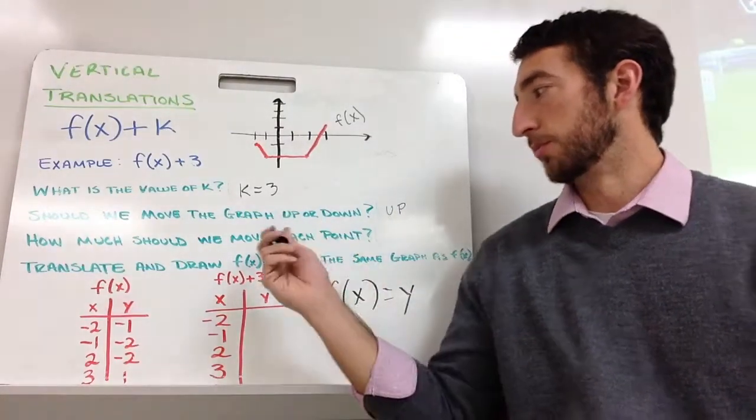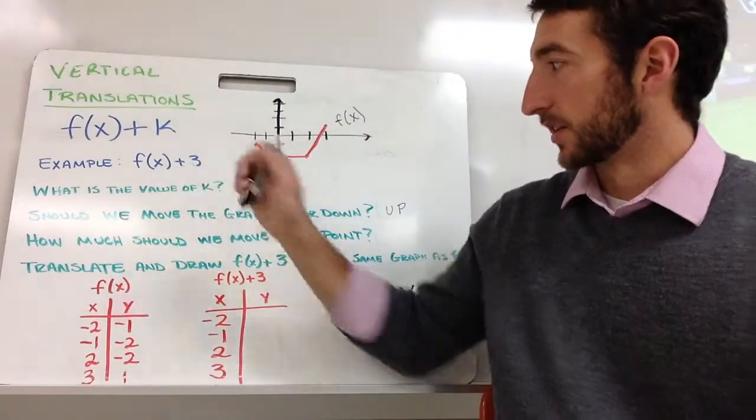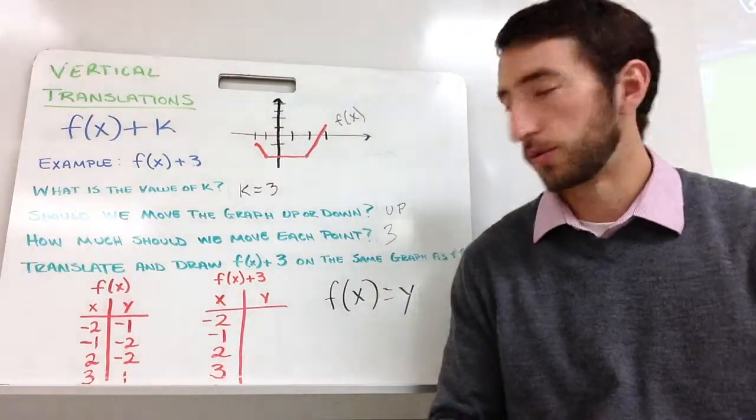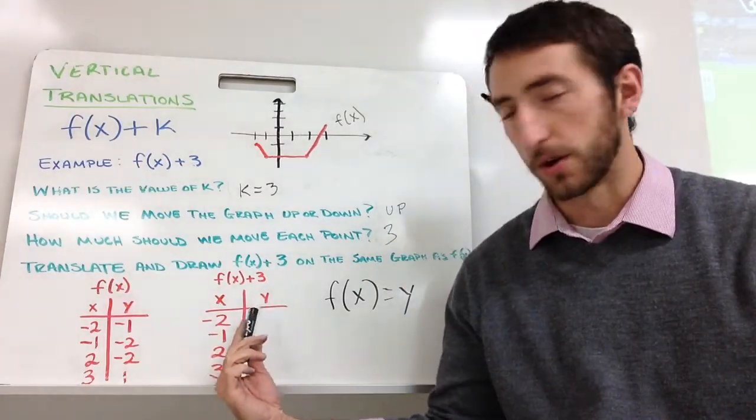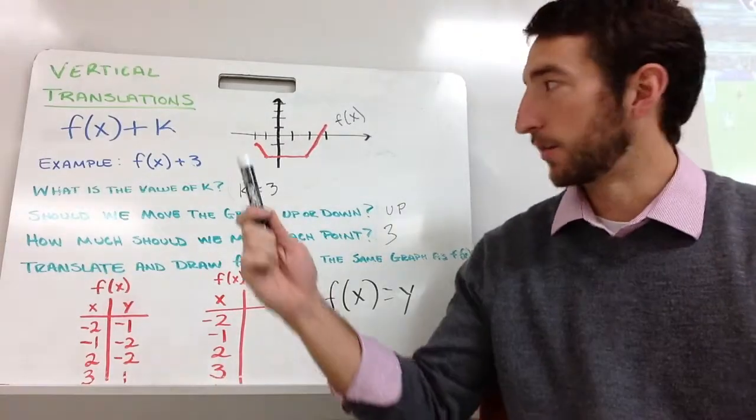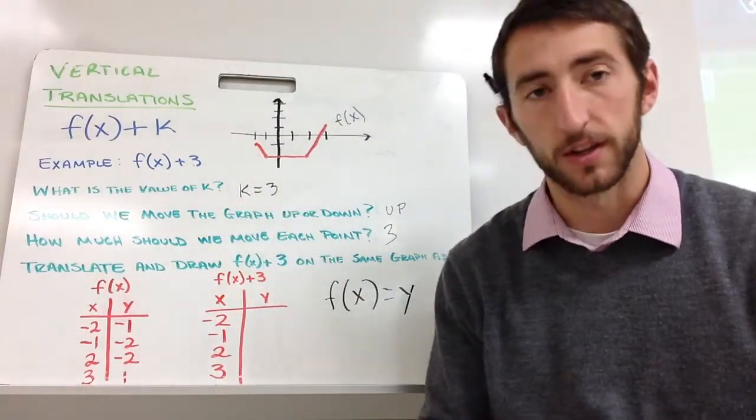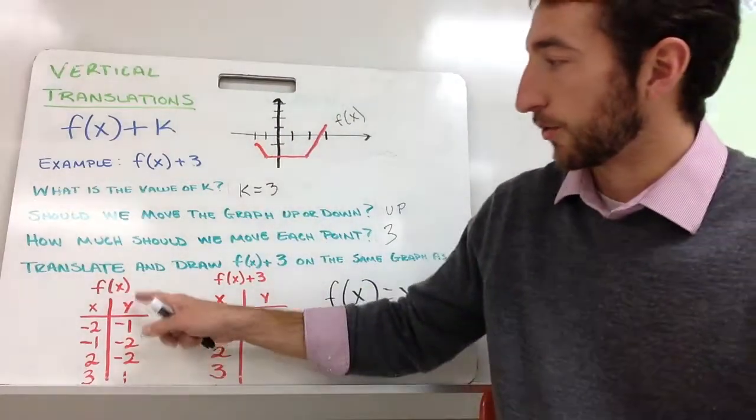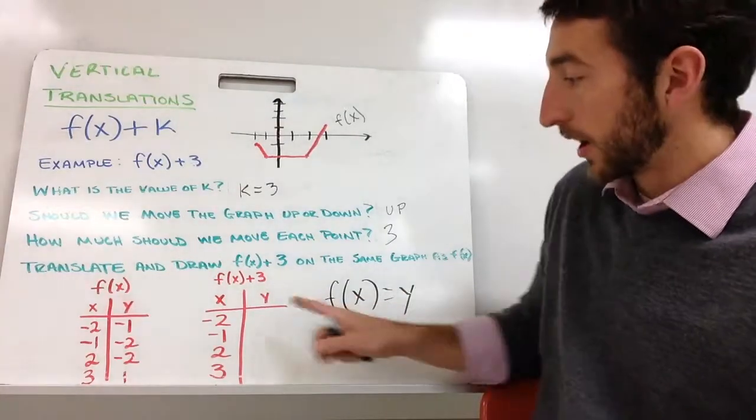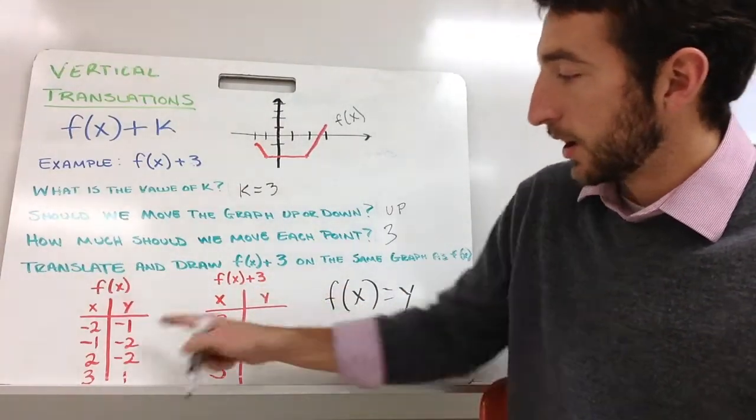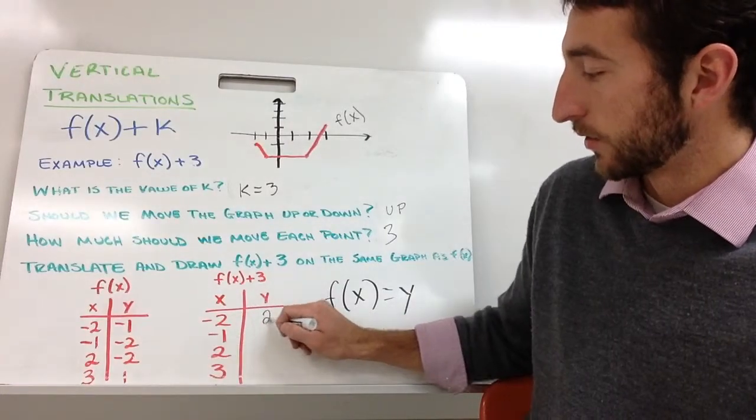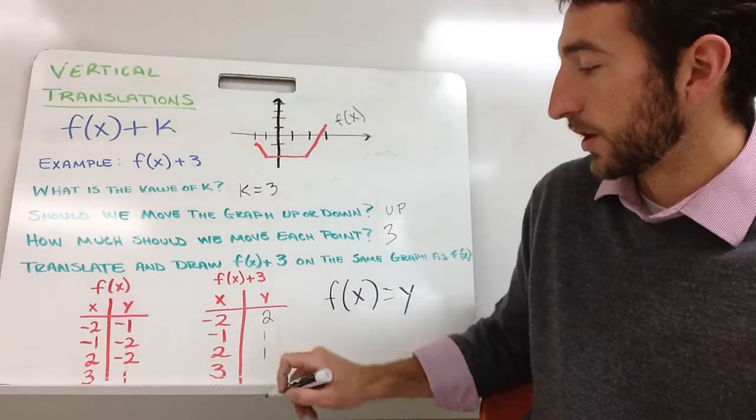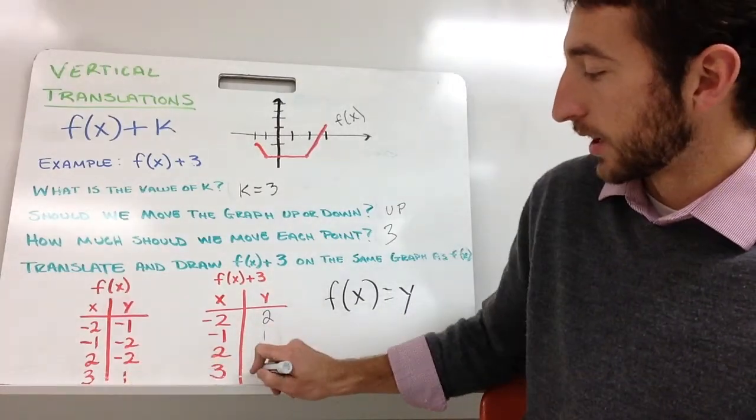And then it says how much should we move each point. And that's just going to be this value right here of 3. So now what we want to do is plug the stuff into our table, and then move our graph up here, and you'll see that moving it up 3 is going to be the same as adding 3 to the y. So if you remember, f of x is equal to y, we're going to add 3 to the y. So my y is -1, so I add 3, so I get 2. If I add 3 to -2, I get 1. And add 3 to 1, I get 4.